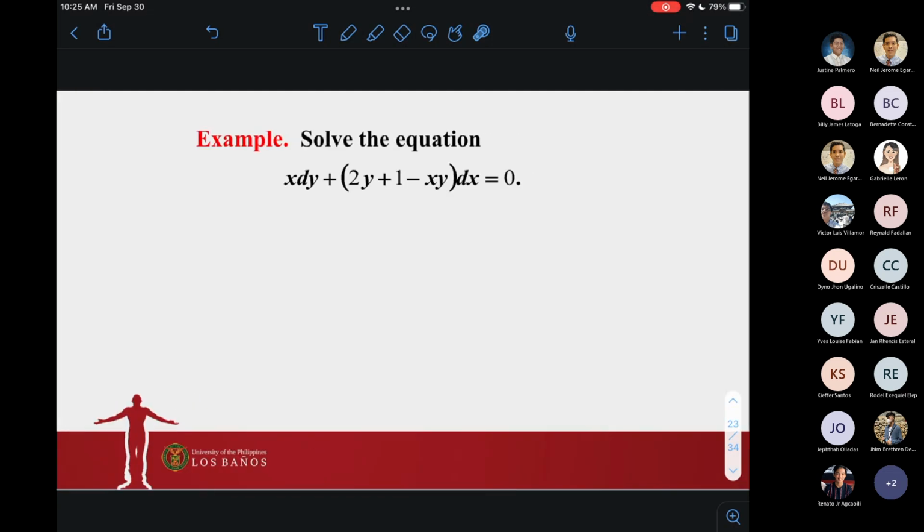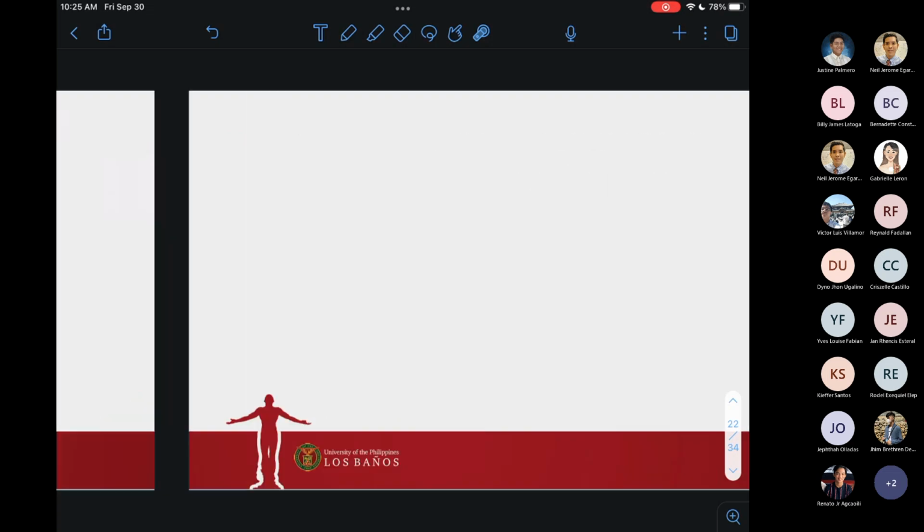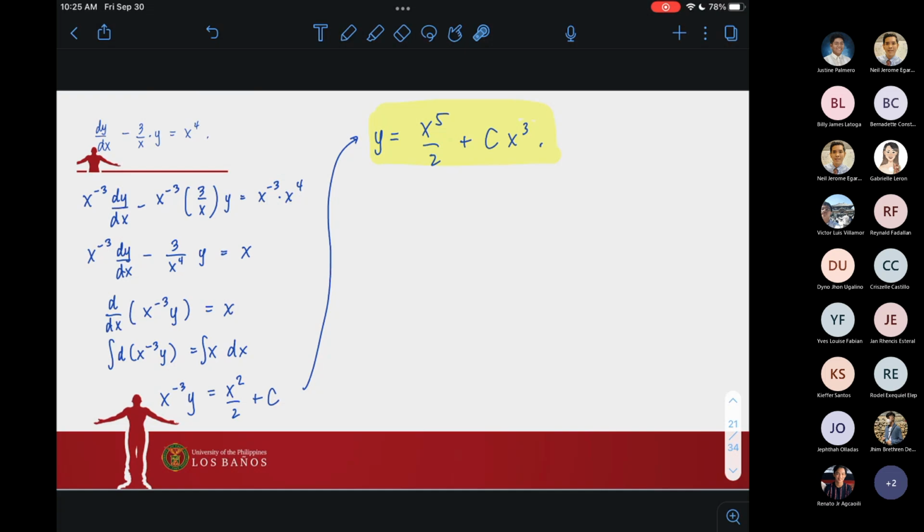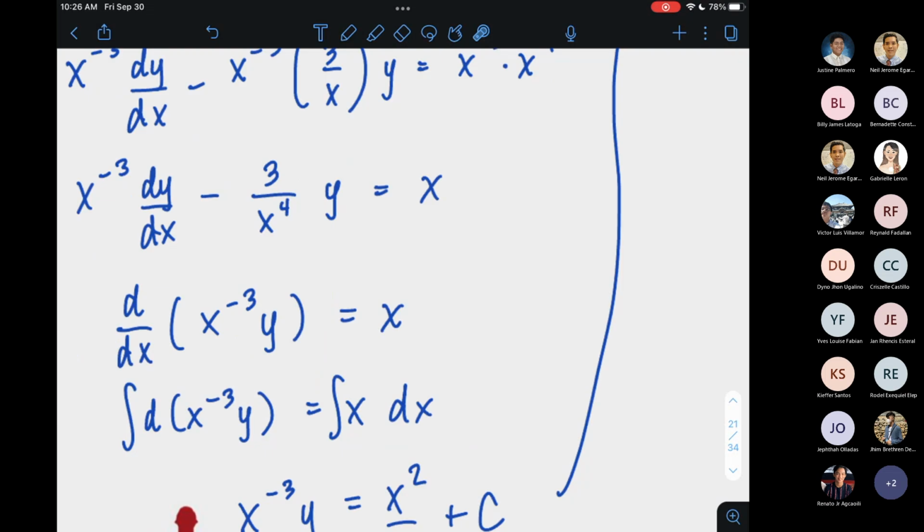Okay. So hold on, guys. Okay, may tanong si Gab. Paano napunta sa third line from the second line? You mean here in the left side? Okay.